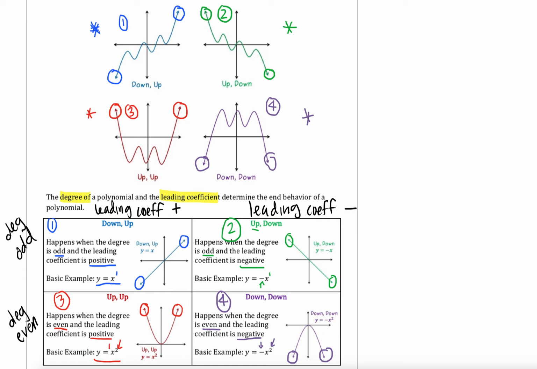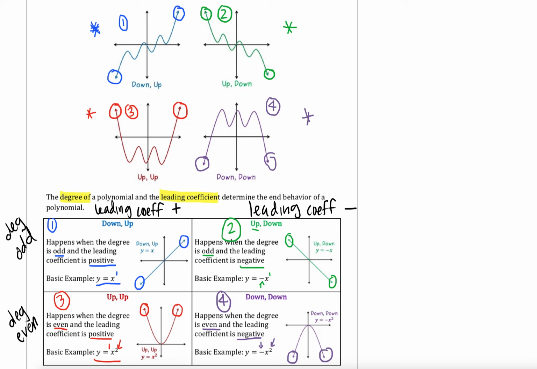And if our degree is even and our leading coefficient is negative, we're in this fourth case of being down and down. And I think it's really helpful to remember the basic example. Since we know what these four graphs look like in our mind already, it helps us think about, okay, since I have a straight line with positive slope in case 1, then I'm going down and then I'm going up.